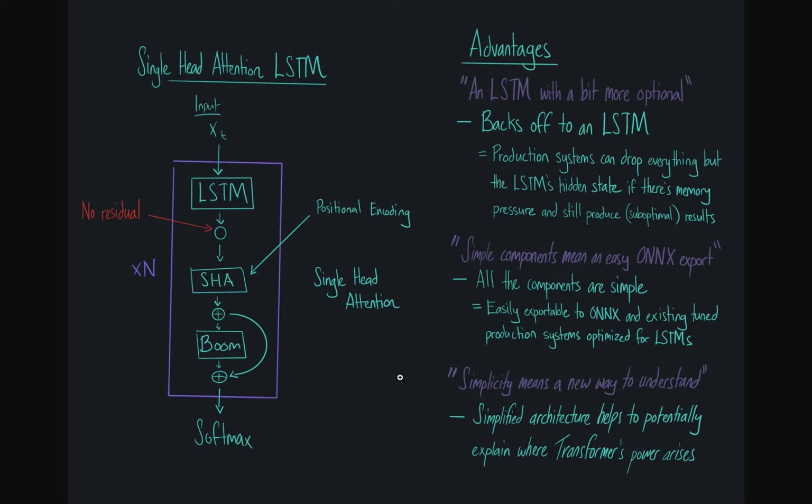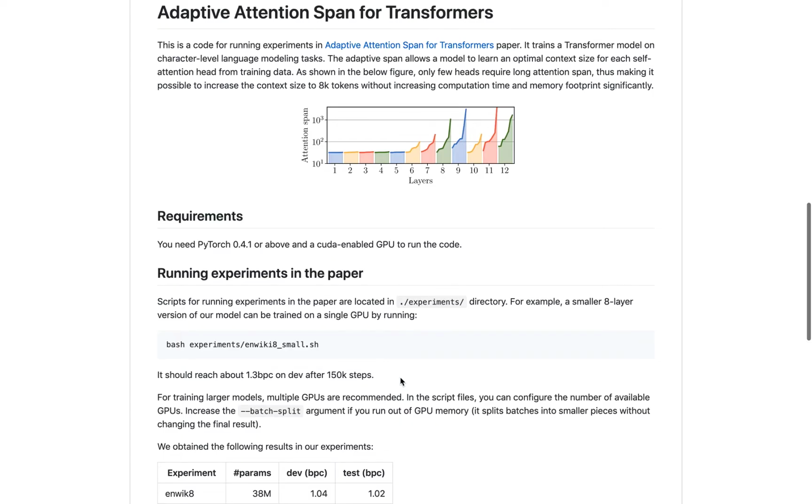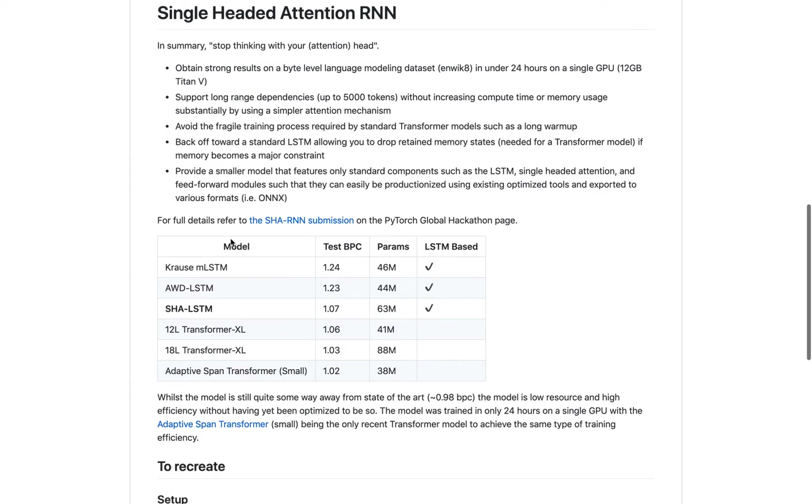Well, first, we only train for less than 24 hours on a single GPU. Almost all of the existing transformer models don't offer that level of computational efficiency, except for the adaptive attention span transformer, which does, with only a single GPU and 24 hours, achieve quite a strong result. Even then, however, we're able to get incredibly strong results, beating out traditional LSTMs by a huge margin. 1.23 drops to 1.07 on the enwik8 dataset when we're measuring bits per character. In comparison, the adaptive span transformer is able to achieve 1.02 with a slightly smaller parameter count.